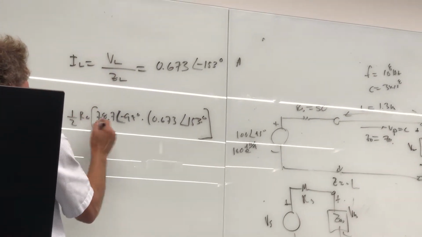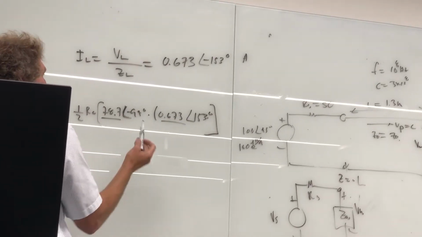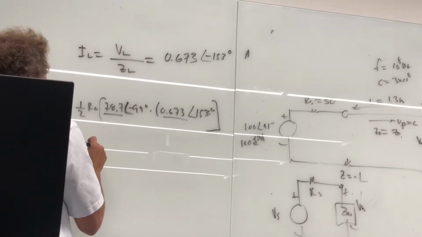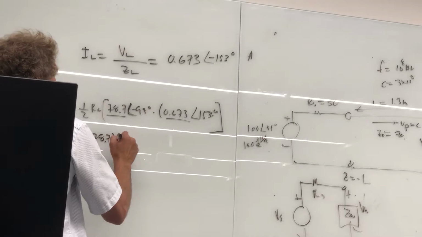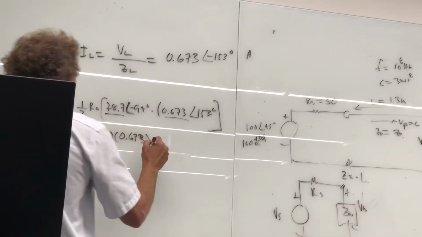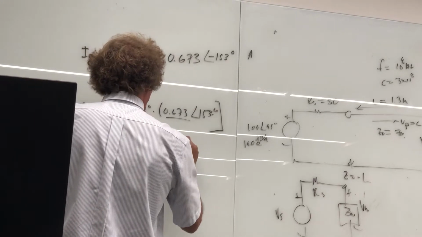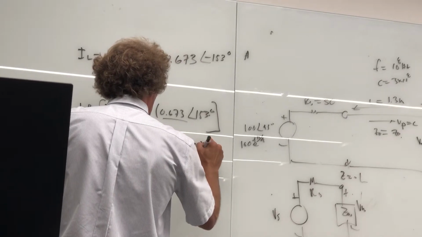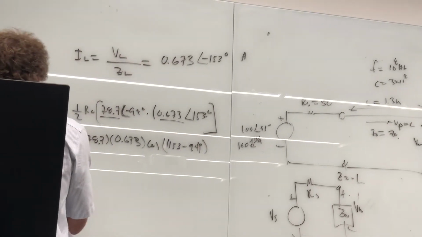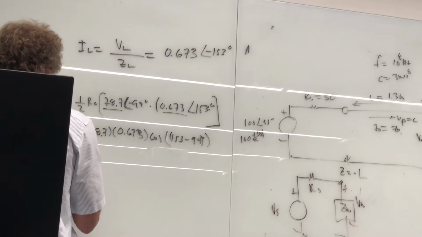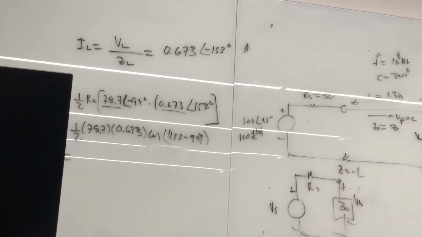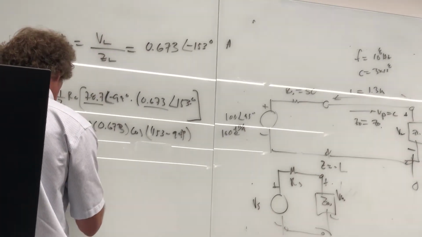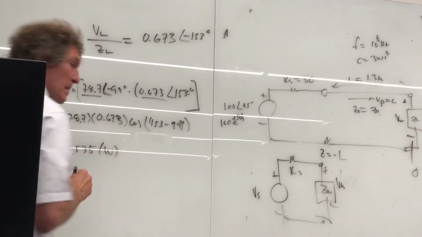So for this, you're going to have 1/2 times this, and the real part would be 153 minus 94, the cosine of that. So its final answer is 1/2 times 78.7 times 0.673, and then it's times the cosine of 153 minus 94, and this is in degrees though. And that should be P at the load. And I got 13.575 watts. Y'all get that?